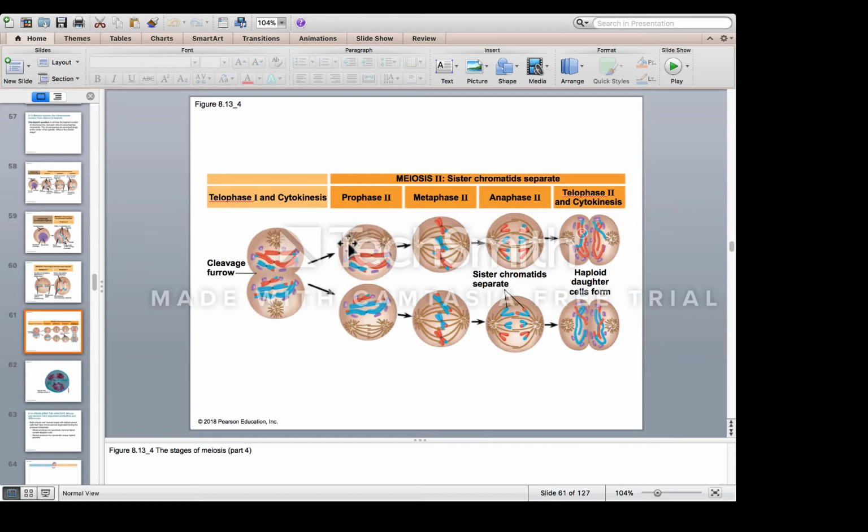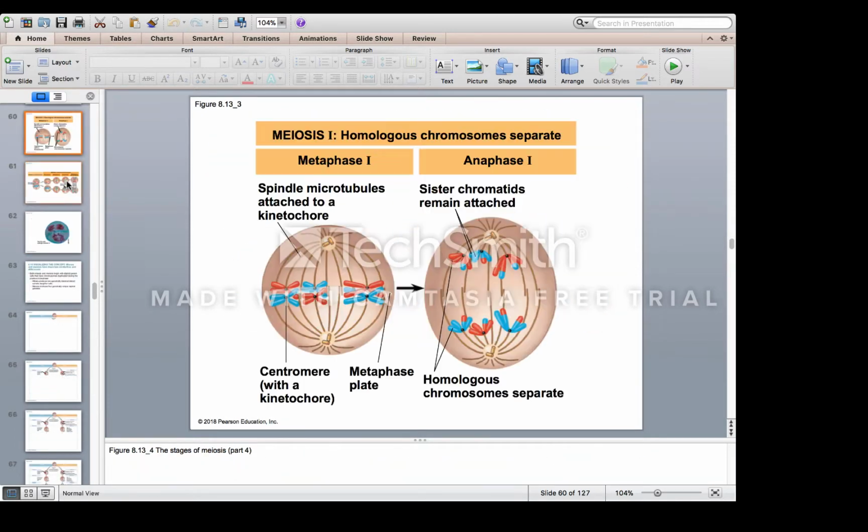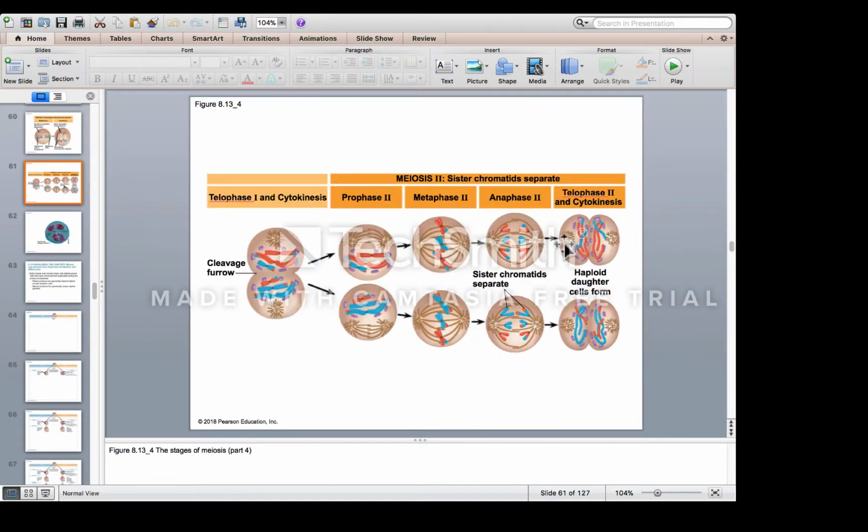The centrioles will start to migrate to opposite poles. The chromatin condenses. In metaphase 2, the chromosomes line up at the metaphase plate. In anaphase 2, you're starting to see that the sister chromatids pull apart to opposite poles. And then in telophase 2, what do you notice? 1, 2, 3, 4 haploid daughter cells being created.